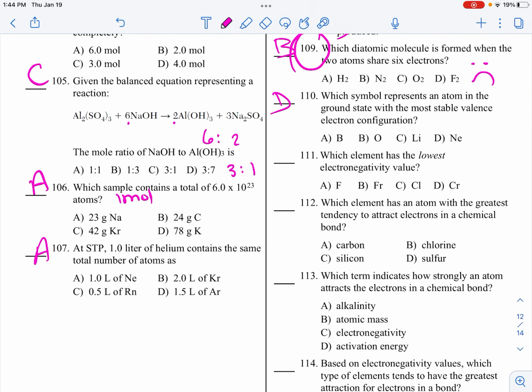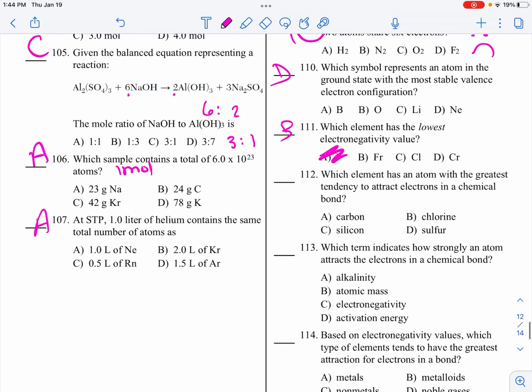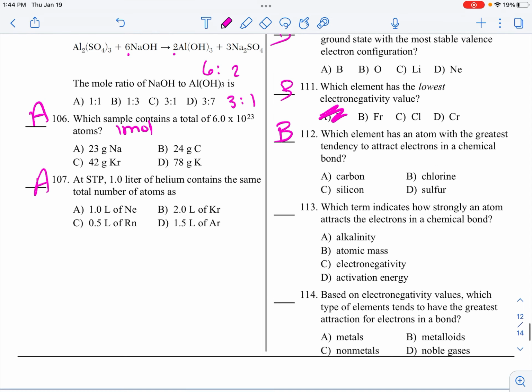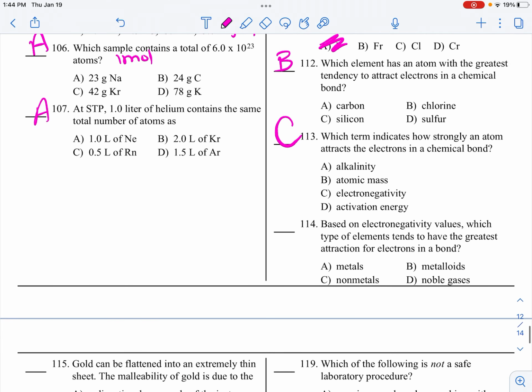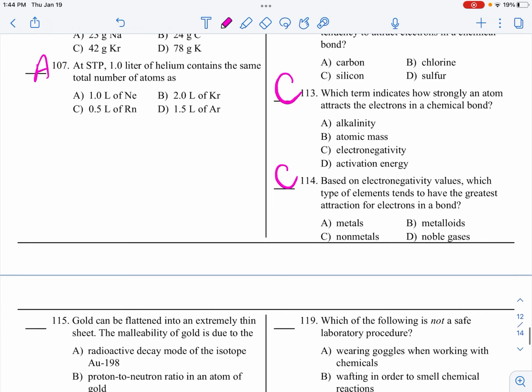Lowest electronegativity value, F is the highest. Just take a look on Table S, but I believe it is francium. Greatest tendency to attract electrons, that's greatest electronegativity. I'm going to go with chlorine, but don't take my word for it. It is, it's on Table S. So how strongly you're attracting electrons is called electronegativity. Based on electronegativity values, which has the greatest attraction for electrons to bond? The greatest electronegativities are the nonmetals, so they have the greatest attraction for electrons.